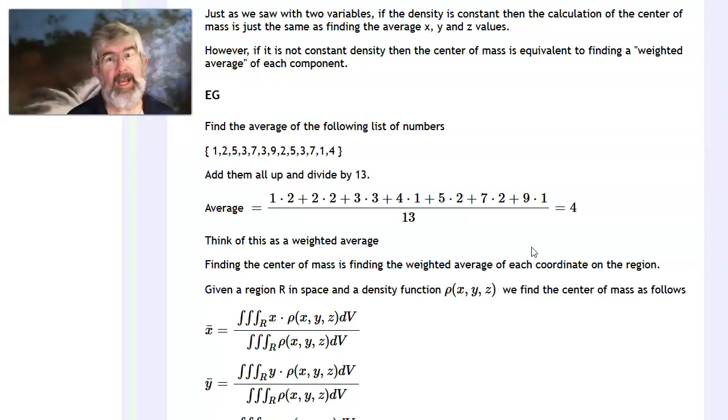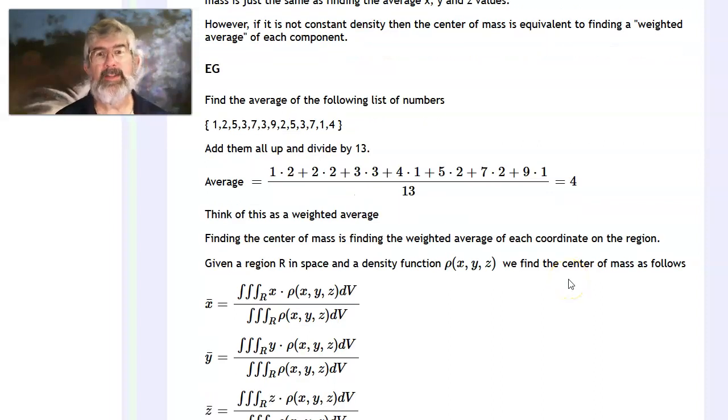If I just took the average of the numbers 1, 2, 3, 4, 5, 7, and 9, it's a little more than 4. It's like 4.4 something, right? But this average, because some of these lower numbers appear more often than the higher numbers, is a little bit less than just the strict average of the numbers taken only once each, and the average here is 4. Okay. So I'm thinking of this as a weighted average.